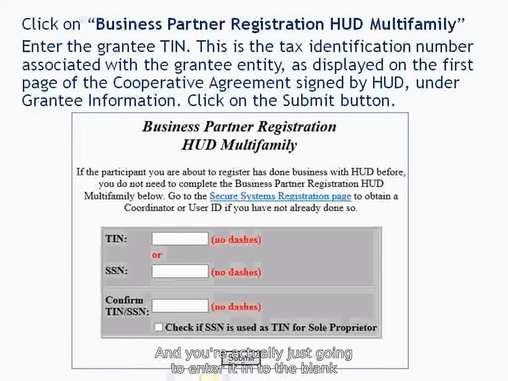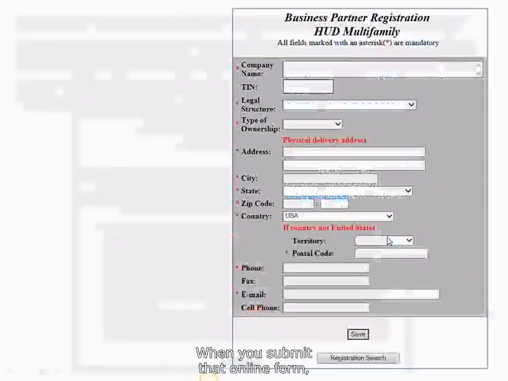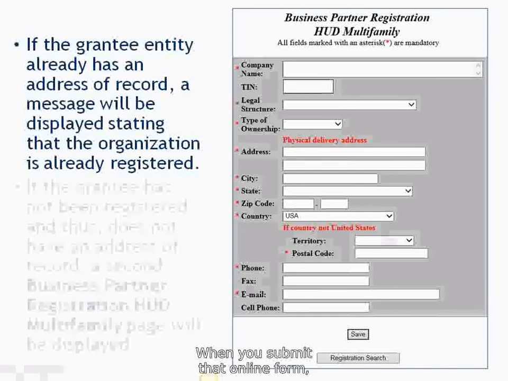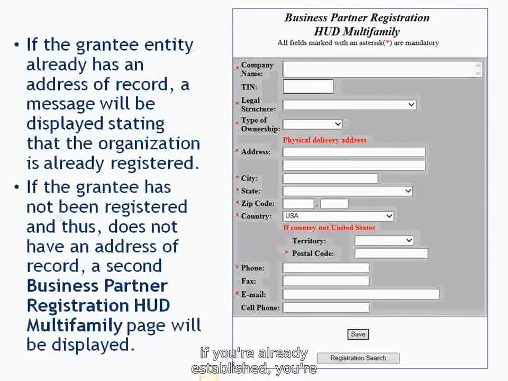And you're actually just going to enter it into the blank here that's got the TIN identification without dashes. When you submit that online form, if you're already established, you're going to get a message that says you're already an established business owner. And then you're not going to have to complete this process. You've already got a TIN out there that's been registered.